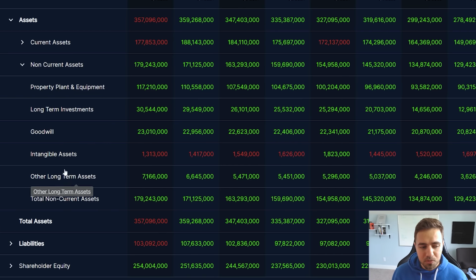The other very important thing in the non-current assets here is goodwill. And this is something that you are going to want to pay attention to, because goodwill goes on a company's balance sheet when it actually acquires another company. So we can see here, for example, that Google has $23 billion worth of goodwill on the balance sheet. And this goodwill has been accumulated over time from Google actually acquiring other businesses.